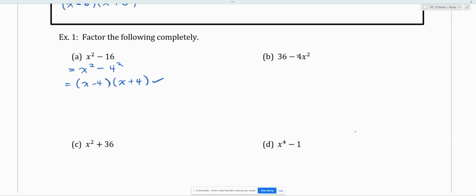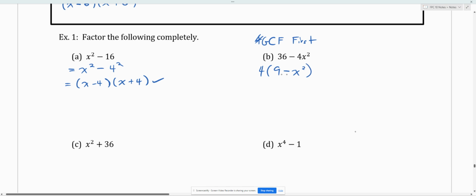Moving on here. Now, I know this looks a little different because the negative is out in front, but of course, we need to check. I didn't do it in the last one because I had a leading coefficient of 1, but we need to check for a GCF first. This is what we learned last lesson. Okay, and we do have a GCF here. I can divide out a 4. So 36 and 4x squared, I can divide out the 4. So we're going to do that first. That's going to leave me with 9 minus x squared.